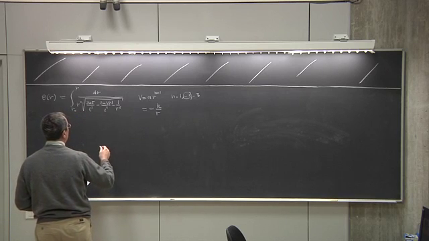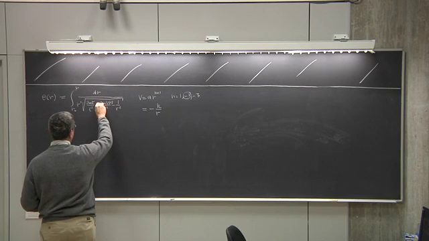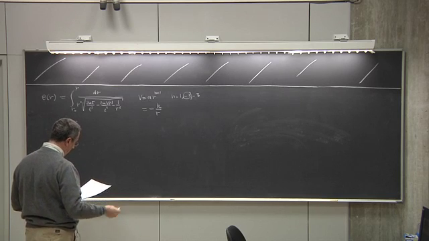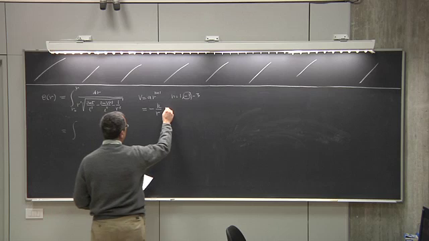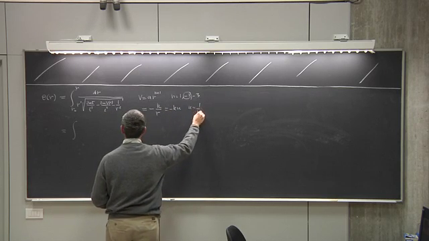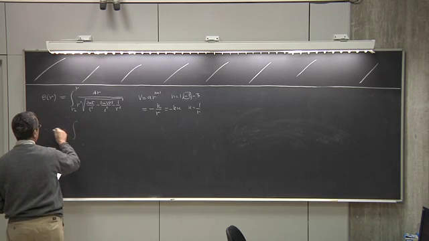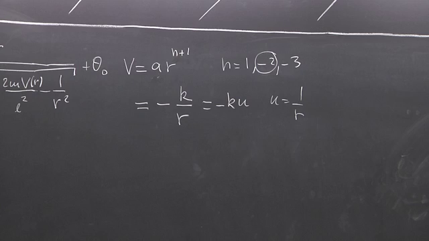So I can replace here, right? Let's write it in terms of this u. So this is minus ku, where u is 1 over r, right? That makes this integral simpler. And here I forgot that I also have a constant. So let me write it: theta over r is this constant, okay?